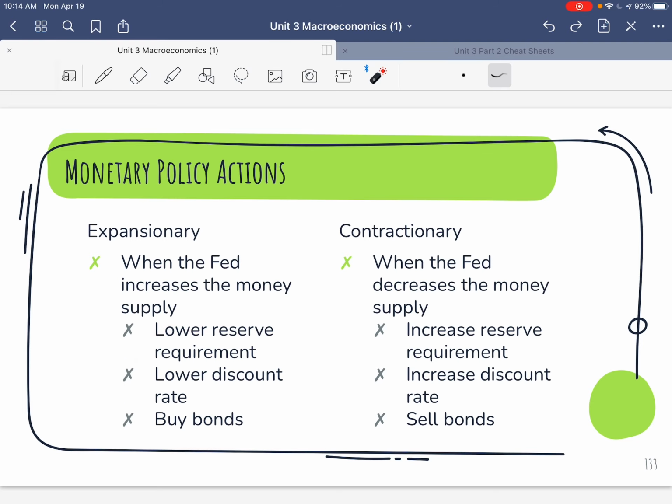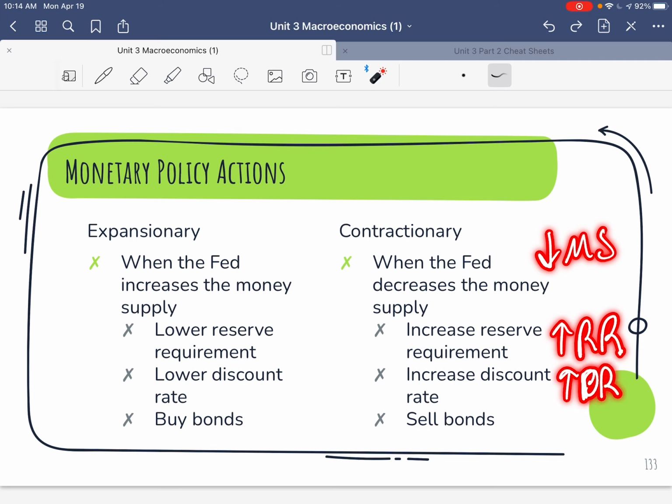Contractionary is the exact opposite. We're decreasing the money supply, decreasing MS, by increasing the reserve requirement. This would mean banks keep more in their vaults and loan out less, which would lessen that money multiplier effect, lessen the amount of money. We can increase the discount rate, which would be the rate at which the Federal Reserve charges banks to borrow money. So if that discount rate is higher, banks are going to charge their private customers more money.